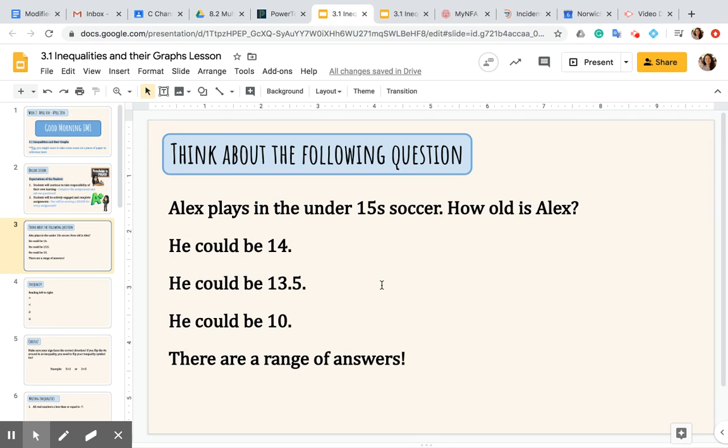So it's not an equation, right? If we were solving an equation like x plus 5 equals 10, you could figure out the exact value of x, and it would be one specific value. But in this problem, his age isn't one specific value because we don't have enough information, right? We just know that he's under 15. Well, that could mean a lot of things. So long as I give you an age that's younger than 15, it works as a solution. That's an inequality. That's what an inequality is.